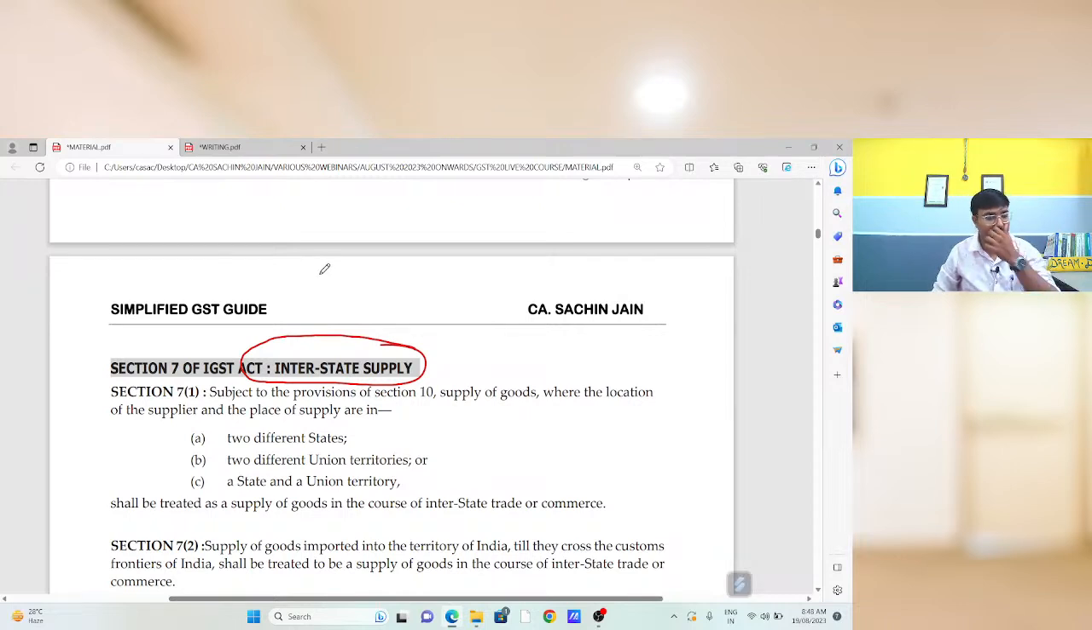For import of service, IGST should be charged. In case of import, there is a specific provision. In that case, IGST should be charged. In case of domestic interstate, we need to charge CGST, SGST, IGST. But in case of import, IGST should be charged.